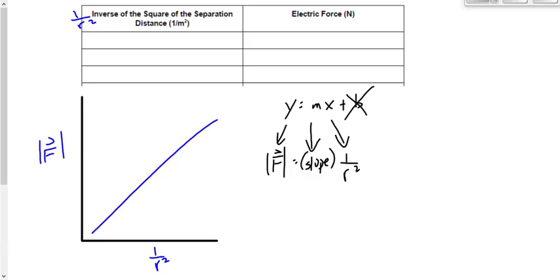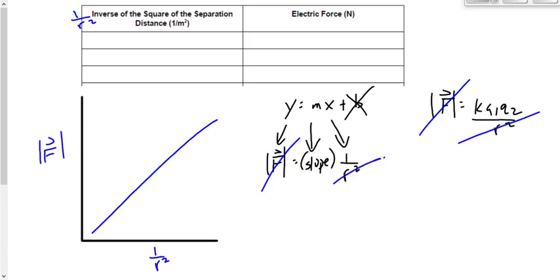Now, what equation has both F and R squared in it? Well, Coulomb's law. F is equal to KQ1Q2 over R squared. So now that I have an equation from my graph and an equation from my data sheet, I want to cross off F because it appears in both. I want to cross off R squared because it appears in both. And I'm left with the slope is equal to KQ1Q2. You want to find the value of K.